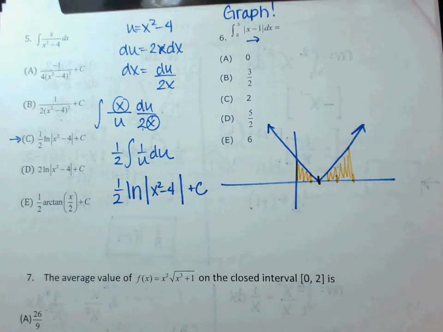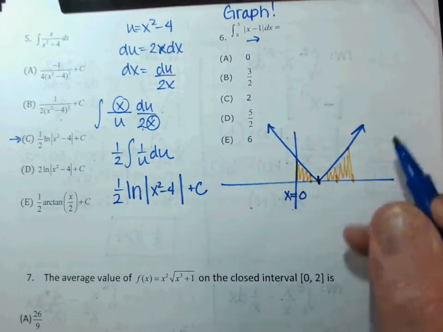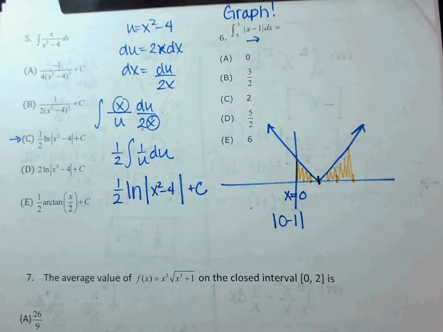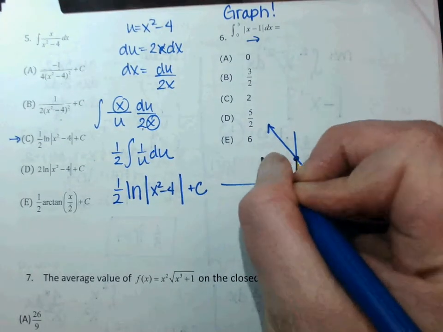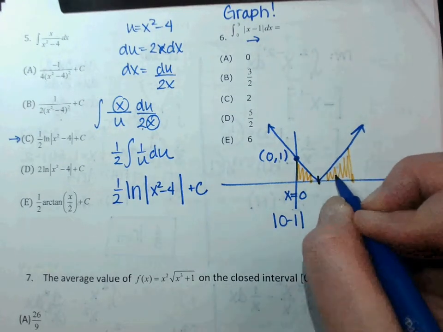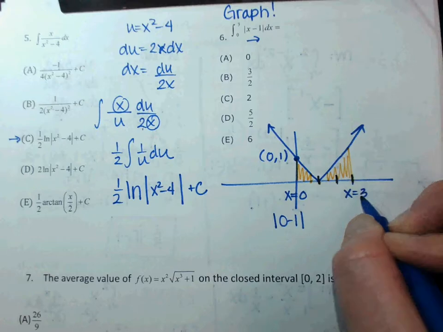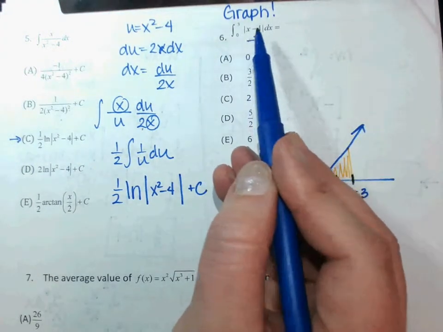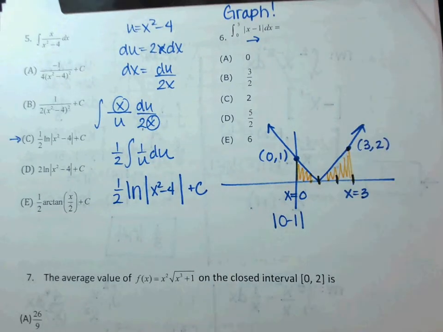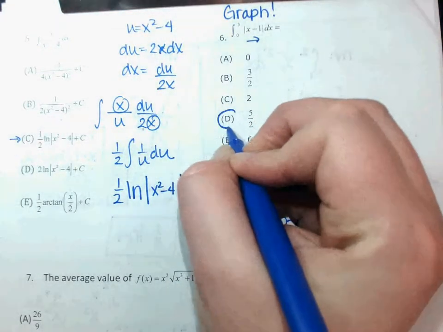Remember, they're as tall as the y value would be. So if this is 0, well then plug in a 0. What is the absolute value of 0 minus 1? 1. So this is 0, 1. That's how tall it is. And then this is 1, 2, 3. Well, if that's a 3, plug 3 back in up here. What's 3 minus 1? 2. So this is 3, 2. And then you would find the area of those triangles, add them together. Has anybody gotten it yet? D is right.